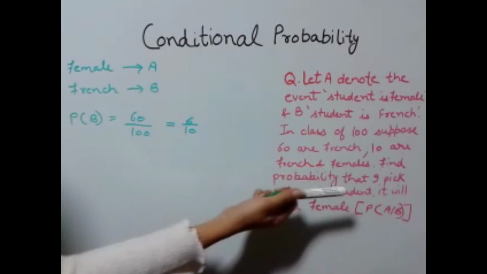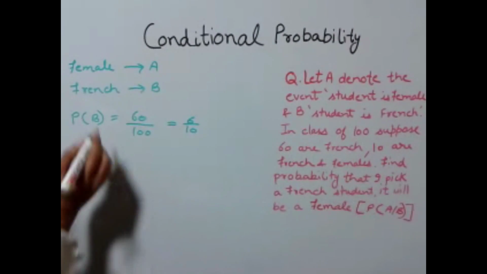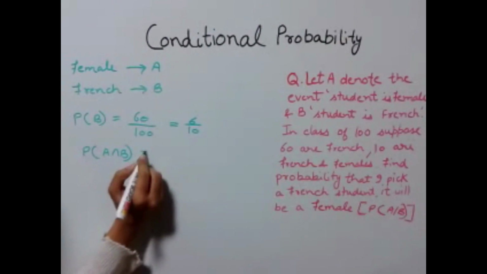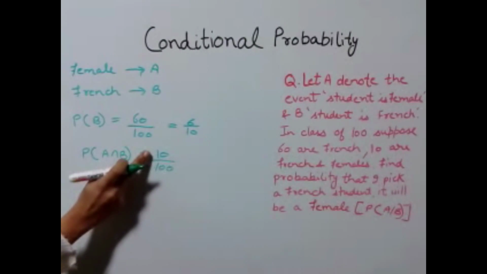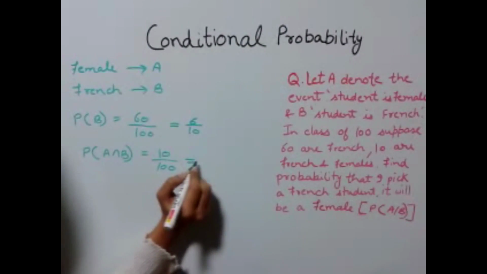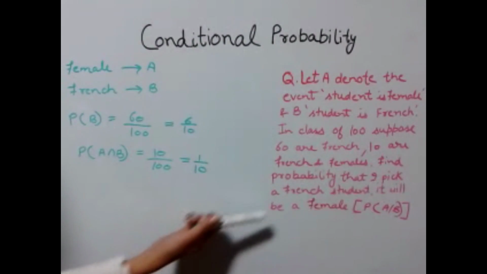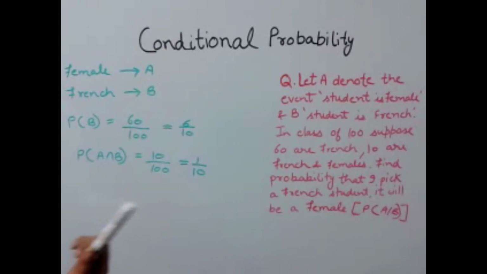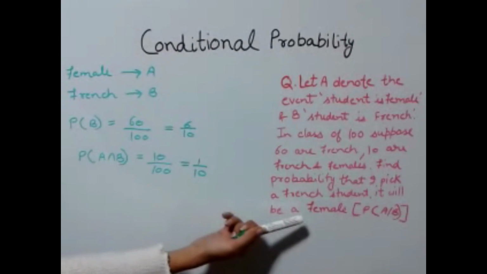And there are 10 students who are French as well as females. So, probability of A intersection B would be 10 by 100, because total students who are French as well as female are 10 and total number of students are 100, which gives us 1 by 10 as the answer. We need to find out that if I pick a French student, it would be a female. So it is given that the student is already French and we need to find out whether it is a female.